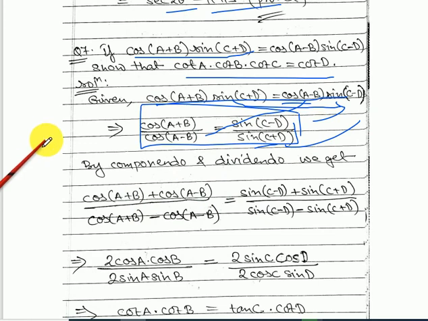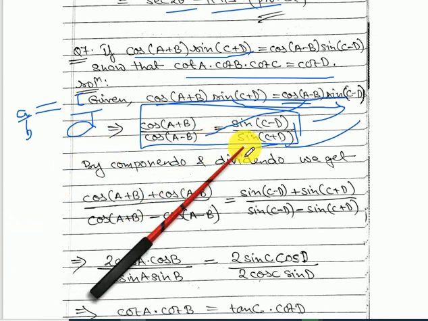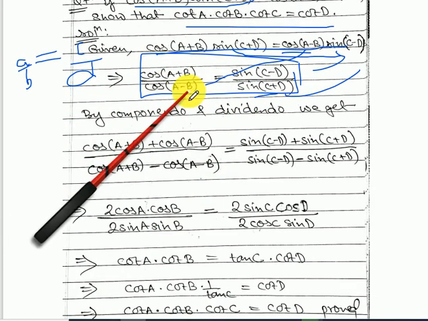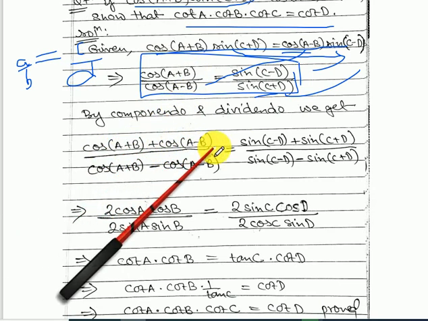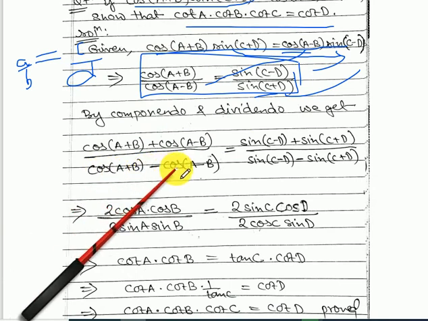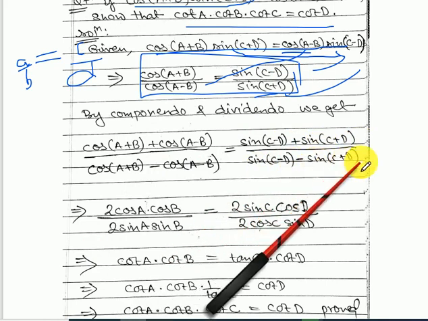Now after this we will use componendo and dividendo for here. Okay, you know that componendo and dividendo we had done in class 10. Like here if you have A upon B equal to C upon D, then by componendo and dividendo you will get A plus B upon A minus B equal to C plus D upon C minus D. So using componendo and dividendo, this can be written as cos A plus B, plus this denominator cos A minus B, and down we'll get cos A plus B minus cos A minus B, and for this we'll get sin C minus D plus sin C plus D, sin C minus D minus sin C plus D.